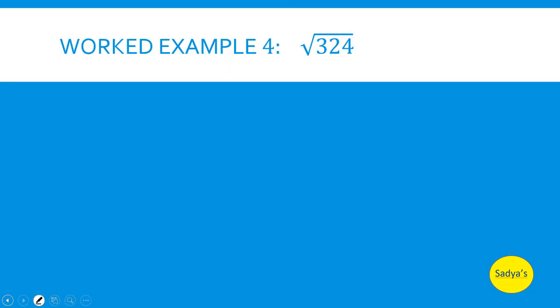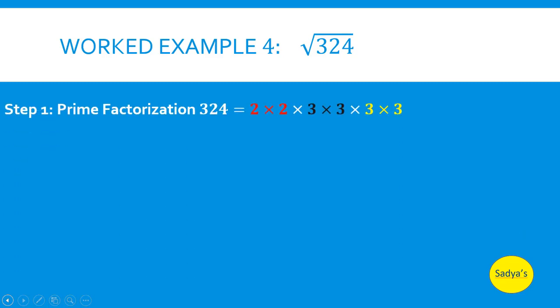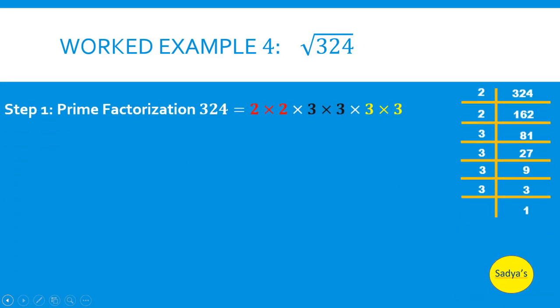Let's do another example. This is worked example 4. We are asked to find the square root of 324. What is the first step? Do you remember? It is prime factorization. Prime factorization of 324. 324 divided by 2 gives us 162. 162 again divided by 2 gives us 81. 81 is not divisible by 2, so we will move to the next prime number, which is 3.